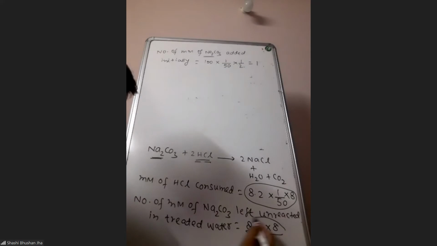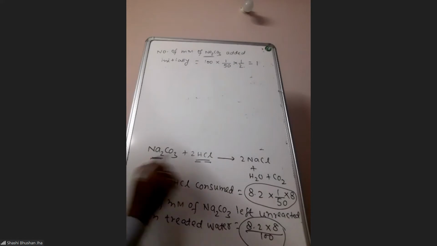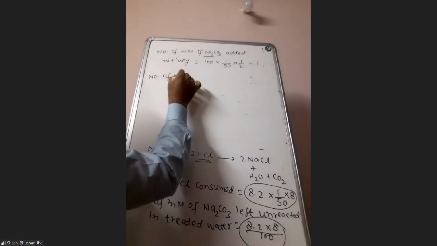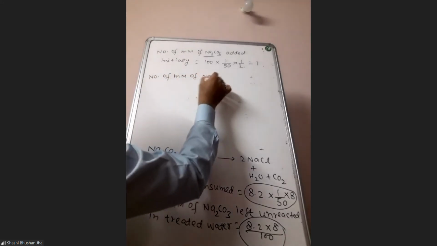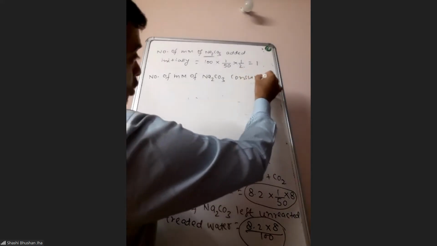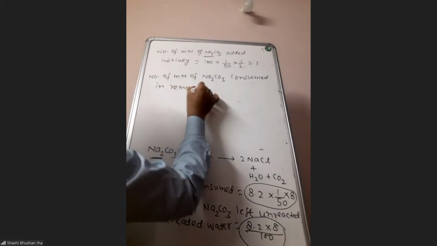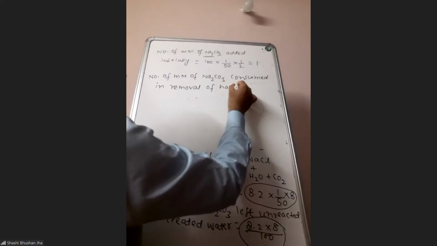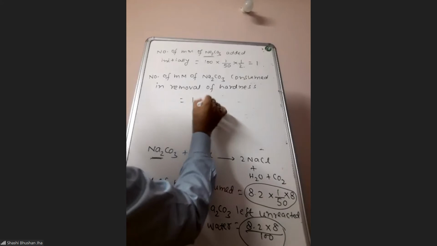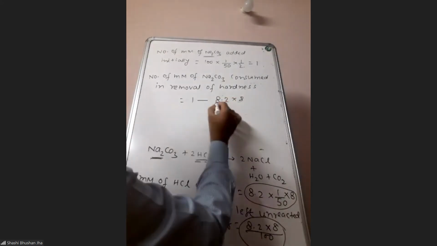These many millimoles of sodium carbonate were left unreacted. So number of millimoles of sodium carbonate consumed in the removal of hardness will be 1 minus 8.2 into 8 by 100.